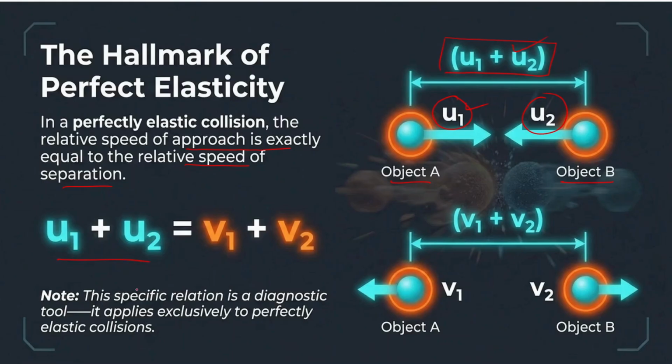Here I write over here. After the collision, they reverse their direction. Object A is going in this direction.